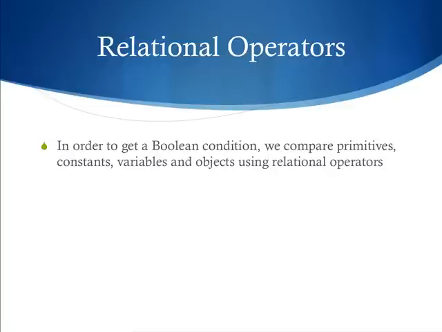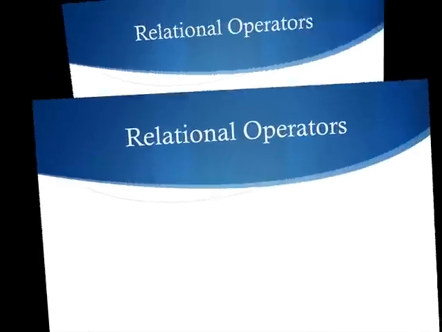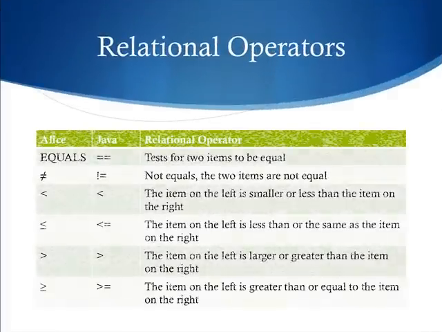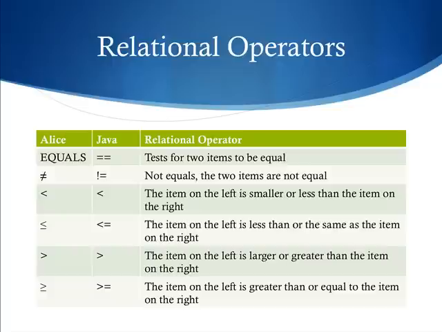Sometimes we have to analyze data and look at the values of data. And so we have these things called relational operators. The first operator I want to talk to you about is equality. In Alice, we're going to see an equals, spelled out as E-Q-U-A-L-S. In Java, we'll see that as double equals.